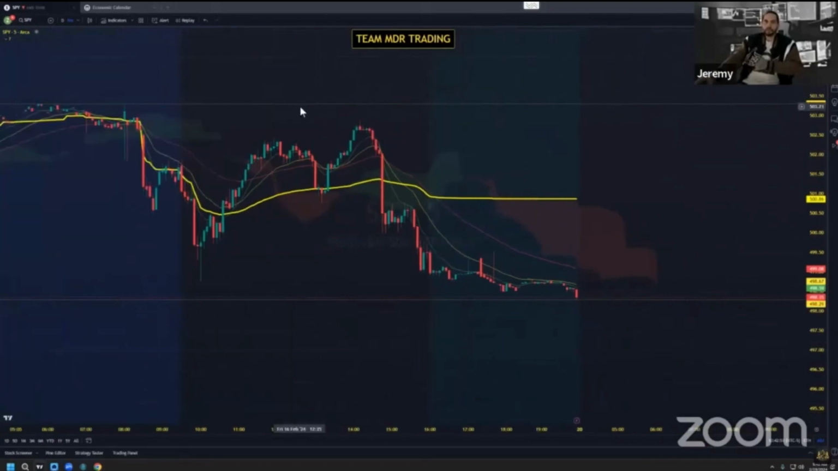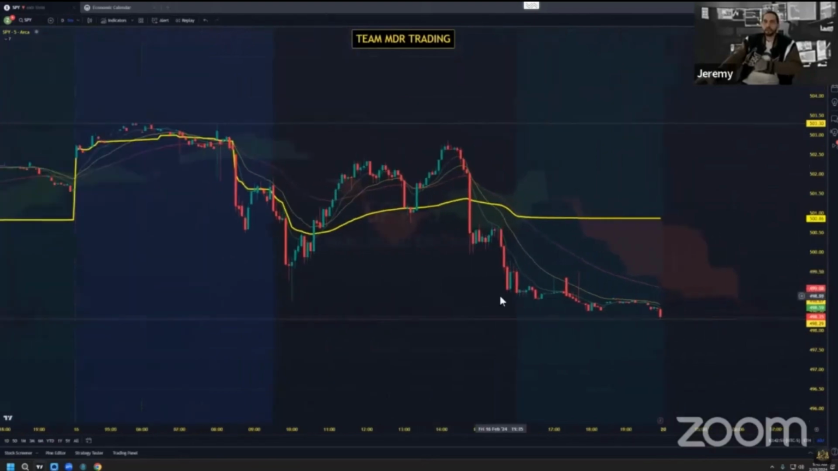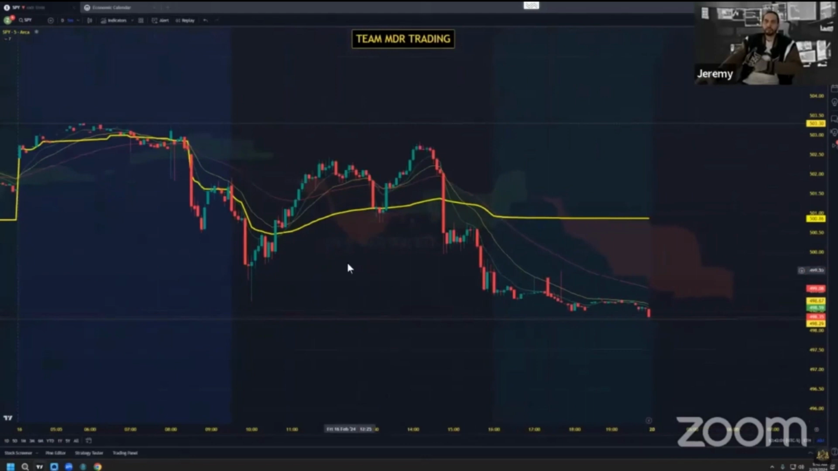But this is my 5-minute chart. This is my TradingView chart. This is the chart where I base my trades off of. You know, real plain and simple. EMAs: the 9 is the green, 20 is the yellow, and red is the 50. And then the VWAP.